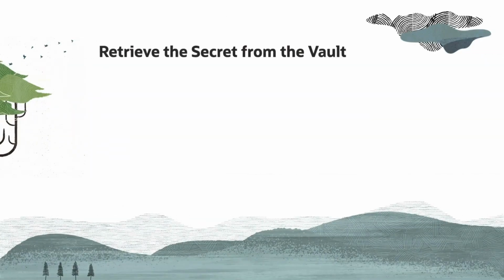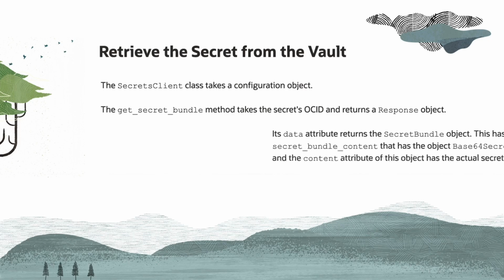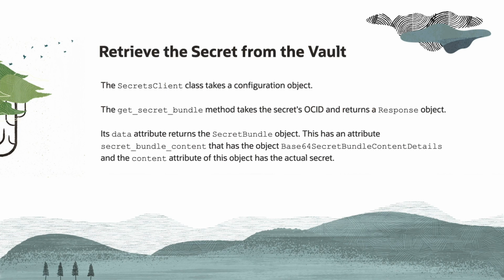To retrieve the secrets from the vault, we need to use the SecretsClient class and the configuration object. The configuration object is the object that we used before that is called the variable config. Then we use a get_secret_bundle method that takes the secret's OCID and returns a response object. The response object has a data attribute that returns a secret bundle. This attribute has another attribute called secret_bundle_content that has the object in Base64SecretBundleContentDetails, and a attribute called content, which has the actual secret in base64 encoding.